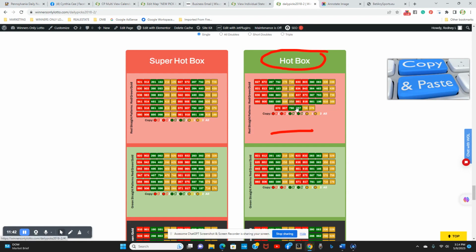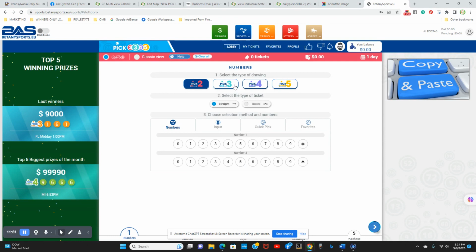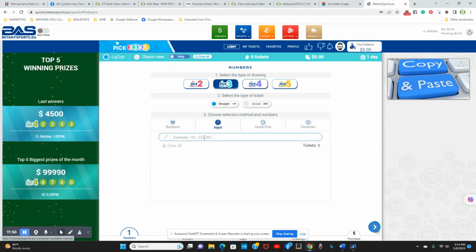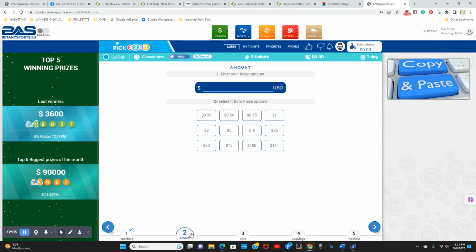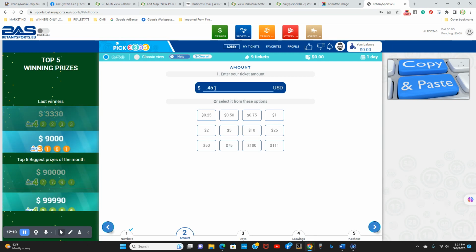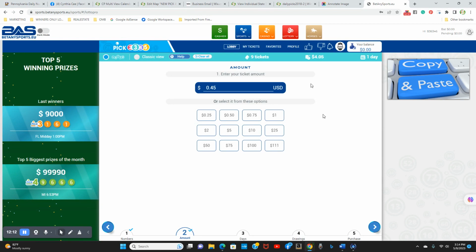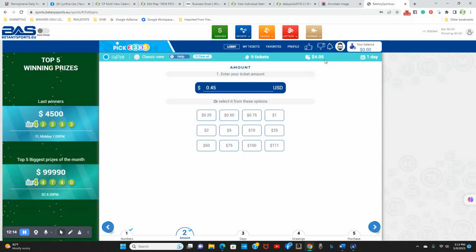So if I had to play the first row of gold, I could have said click, and I got the first row. Pick 3, straight, input, right click, paste. 9 tickets. Your bankroll. Don't count anybody else's bankroll. Play according to what it is that you can afford. Let's say you could afford 45 cents on the first set. $4.05. Okay?